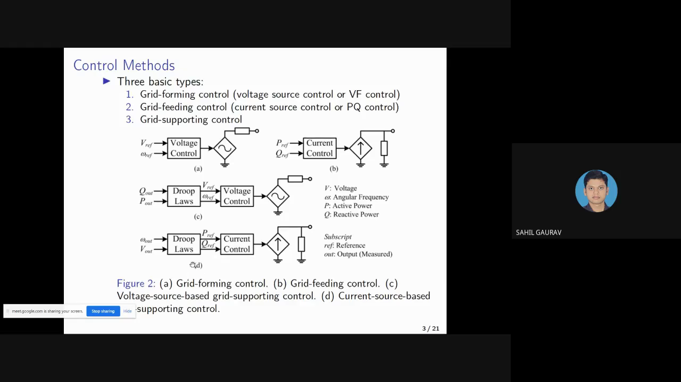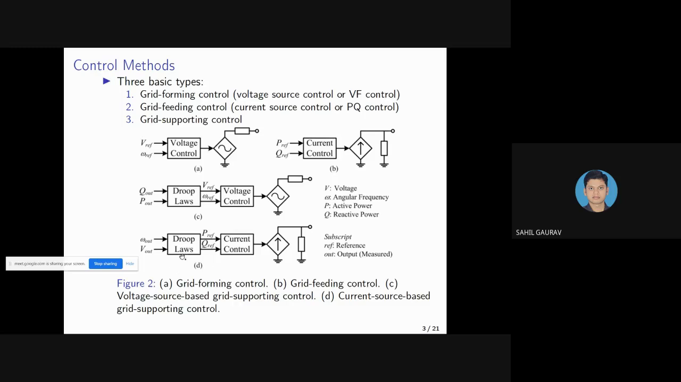So in figure 2D, current source based grid supporting control can be considered an upgraded grid feeding control, as its inner loop is in fact a grid feeding control with the added loop control outside that is only for providing the power sharing ability. Therefore, like grid feeding control, distributed generators with current source based grid supporting control still need to be connected to a voltage source, as it cannot provide voltage support to the system.